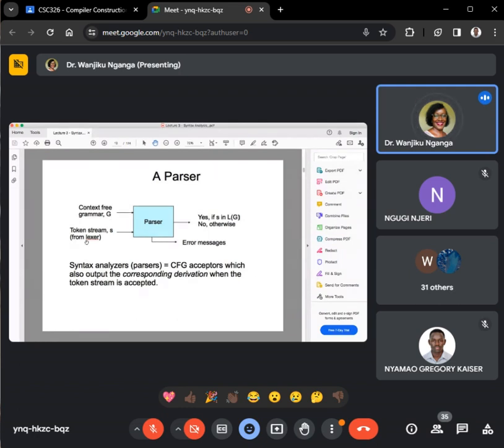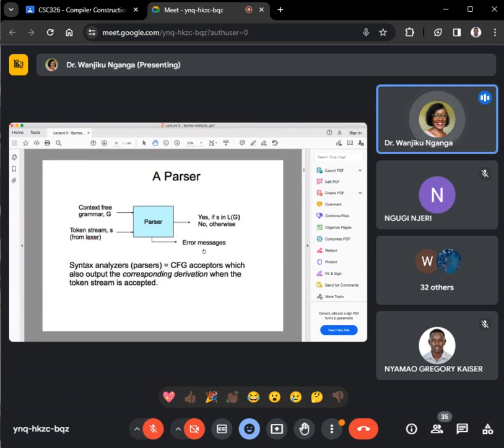And then it receives the token stream from the lexer, and its work is to just determine if S is in the language of the grammar. In other words, can we uncover the structure starting from the start symbol of that grammar to the token stream that we have gotten from the lexer? If yes, we accept. If no, we generate appropriate error messages.